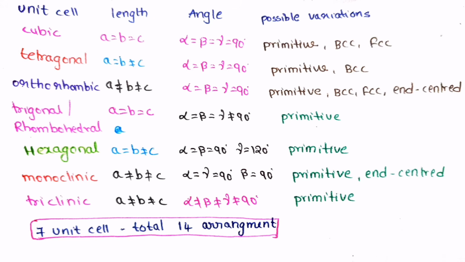So in Bravais lattice, mainly we have 7 unit cells and possible variations. These are 14 arrangements: primitive, BCC, FCC and end centered. The unit cells are cubic, tetragonal, orthorhombic, trigonal or rhombohedral, hexagonal, monoclinic, triclinic. The most unsymmetrical is triclinic. So these are the lengths of the unit cell, angles and arrangements.